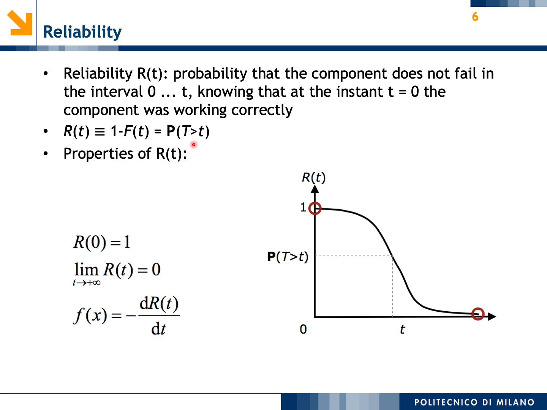We have some properties of the reliability, as for the unreliability: the reliability for t equal to 0 is 1, and of course the reliability for t that goes to infinity is 0. As before, the probability density function f(t) is equal to minus the derivative of the reliability over dt.